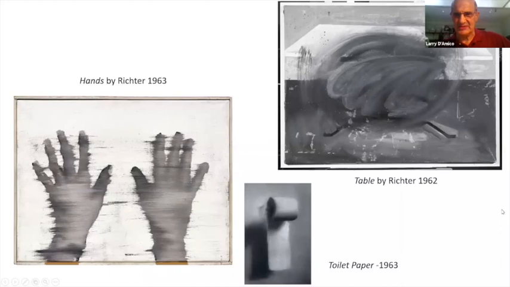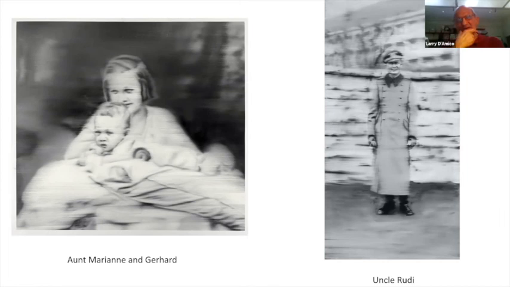What happened out of that was basically the war came. His aunt Marianne developed, we think, schizophrenia in her late teenage, early 20s, and ended up in an asylum under the Nazis. That was not such a good place to be, and she ended up being starved to death in an asylum.